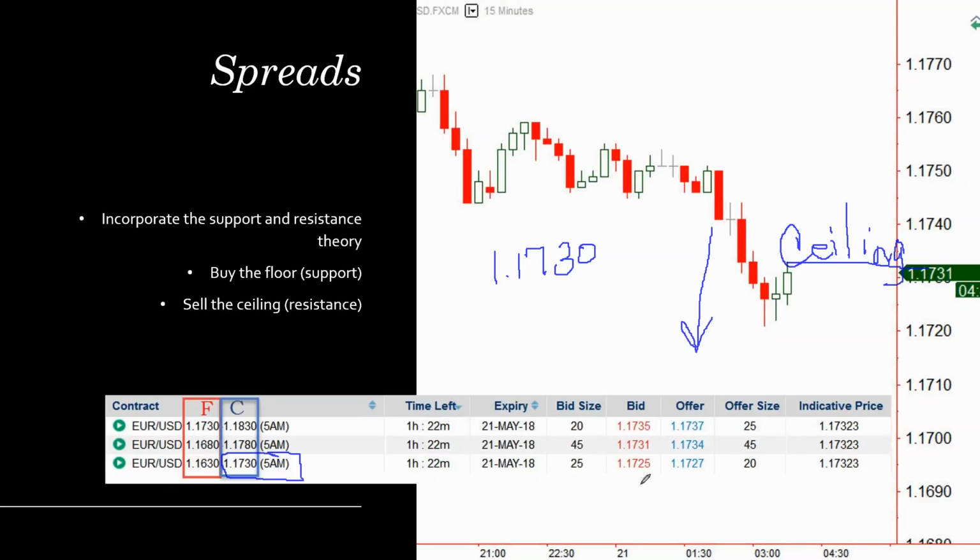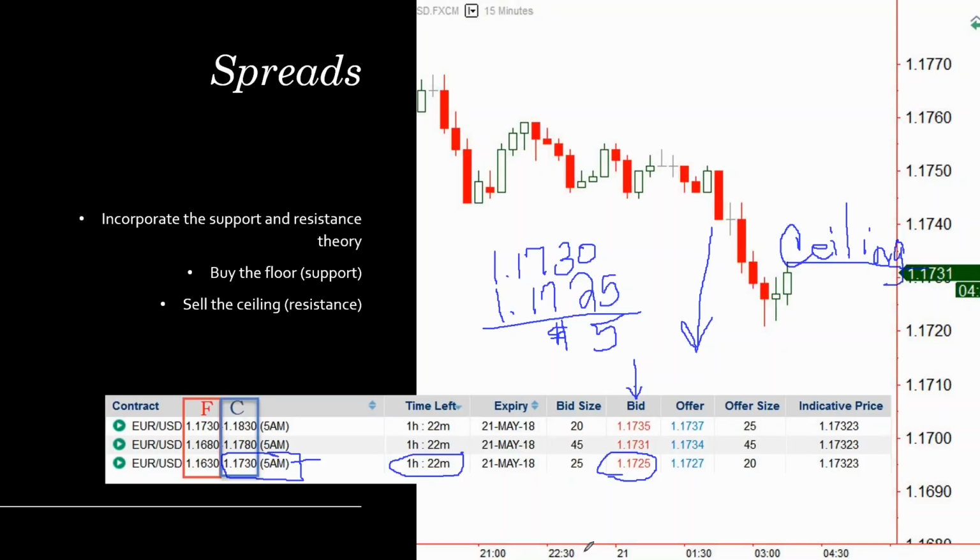How much will you pay in risk? Under the bid column, you will see the price, and currently it's at 1.1725. So in other words, you're going to pay $5 in order to enter this spread. Now, everything else pretty much remains the same as far as expiration goes. You still have a 5 a.m. expiration. It still has 1 hour and 22 minutes until it expires.